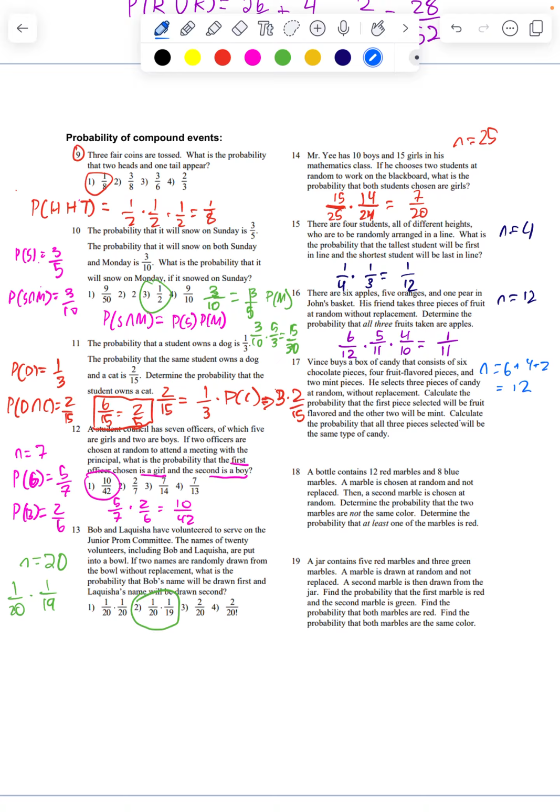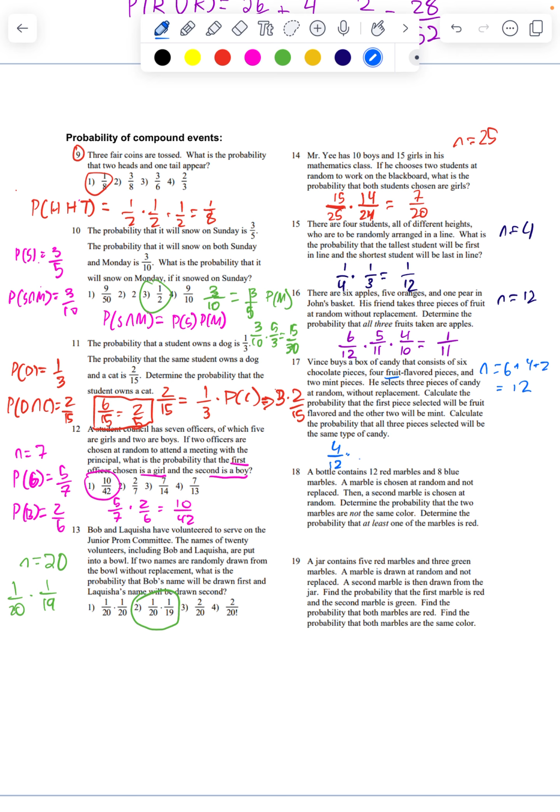All right, so let's do the first part. He's going to draw the candies without replacement. The first piece will be fruit flavored. So how many are fruit flavored? 4, right? So 4/12, and then the next 2 will be mint.